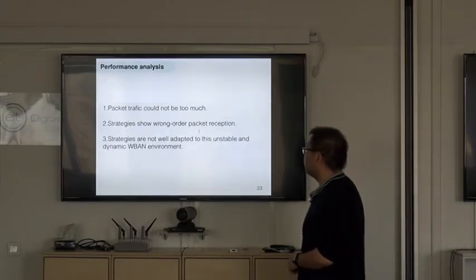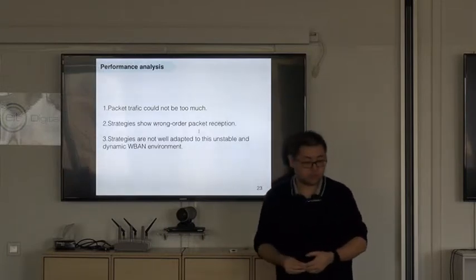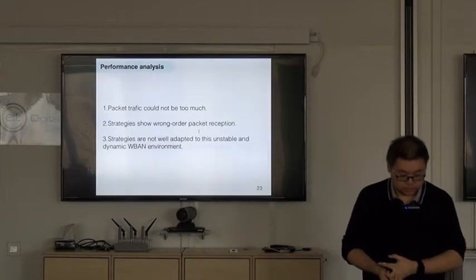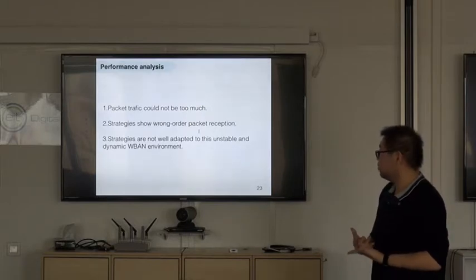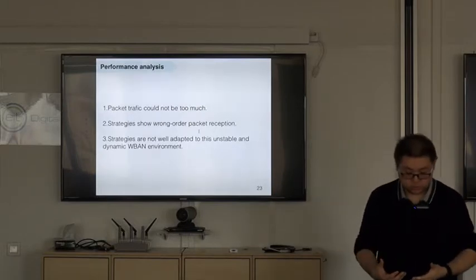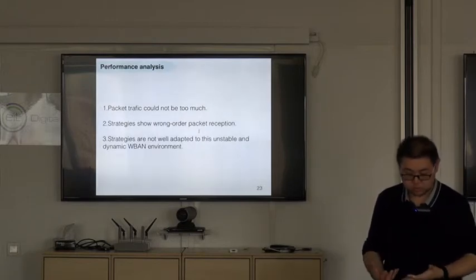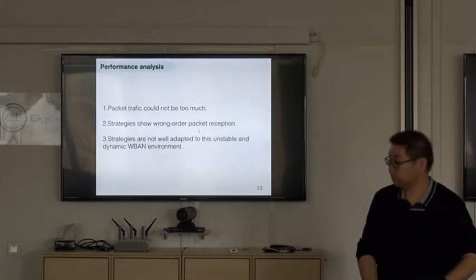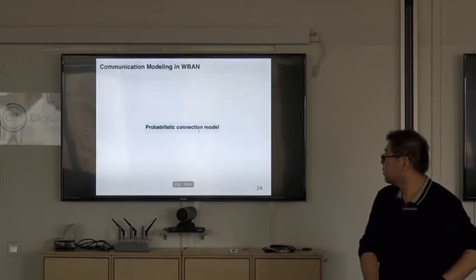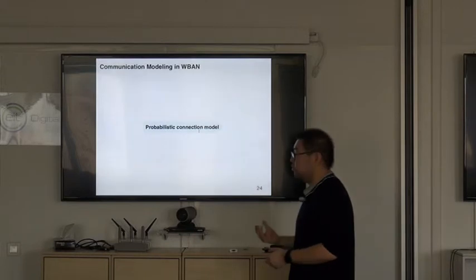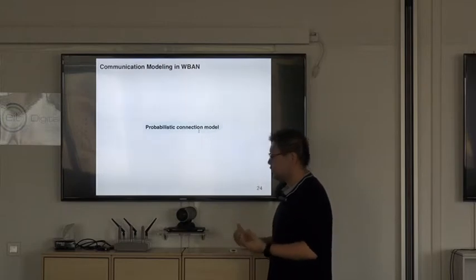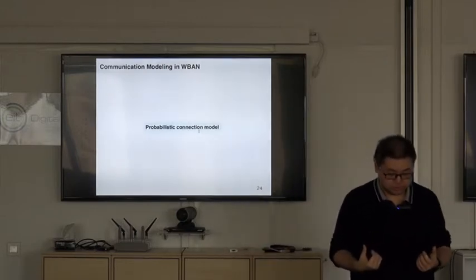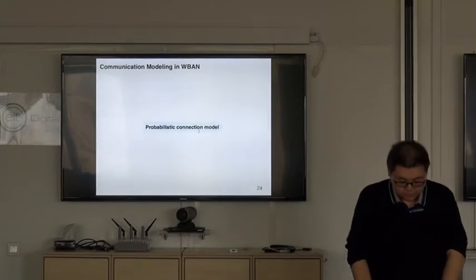So this is a little summary of the performance analysis. The first is the packet traffic should not be too much. The second one is the strategies show wrong-order packet reception. And the third one is the strategies are not well adapted to our unstable and dynamic WBAN environment. So we want to improve the performance, so we look into the connection in our WBAN system. Here we propose a probabilistic connection model.